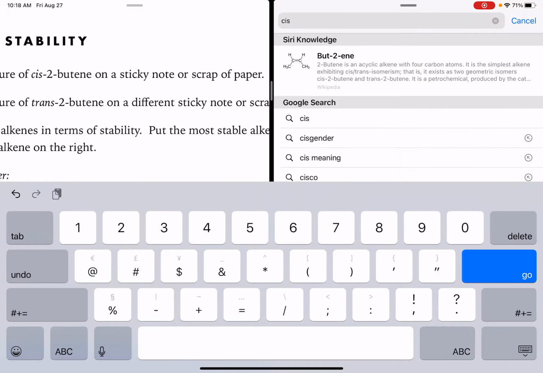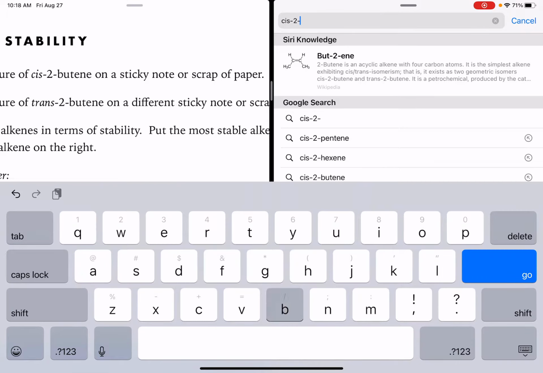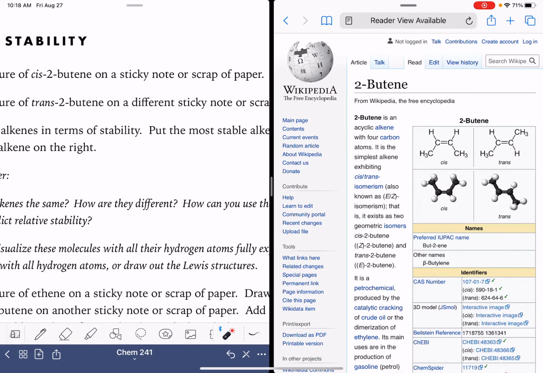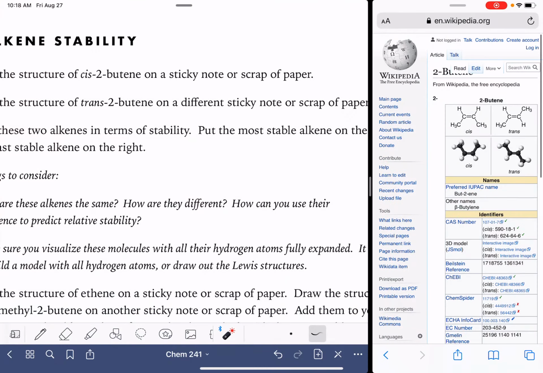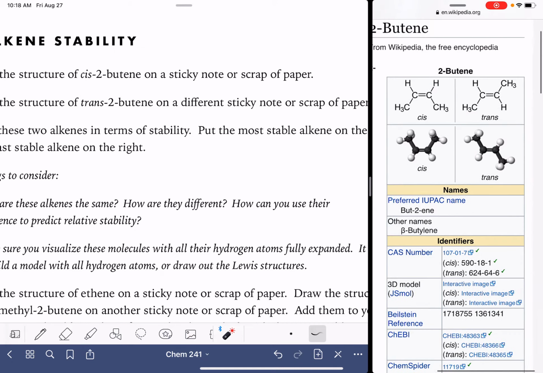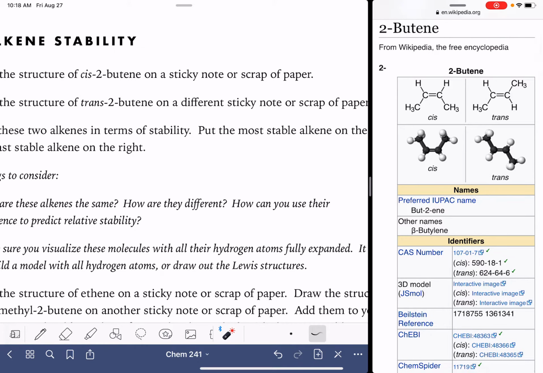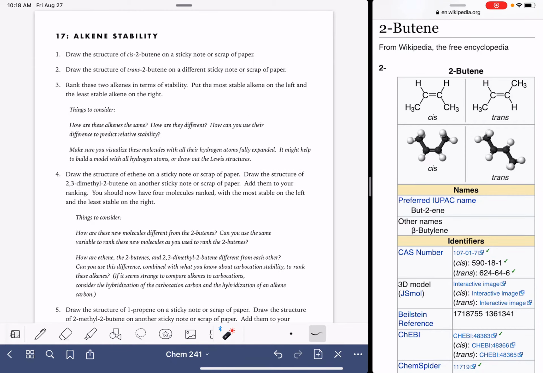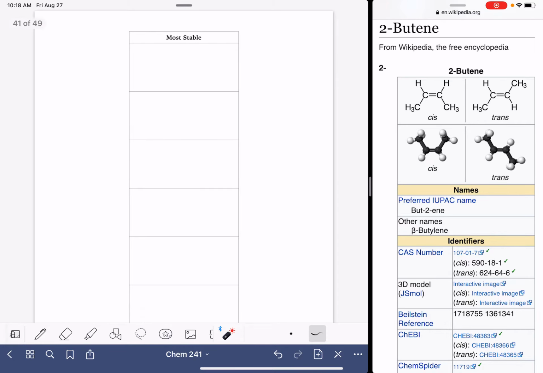The internet is a really great resource for IUPAC nomenclature. So just typing in cis-butene, most likely it's going to take you to Wikipedia, because Wikipedia is a great resource for chemical structures and various facts and things like that. And this is actually giving us the structure of both cis and trans 2-butene. So what I'm going to do is draw them on this page over here.